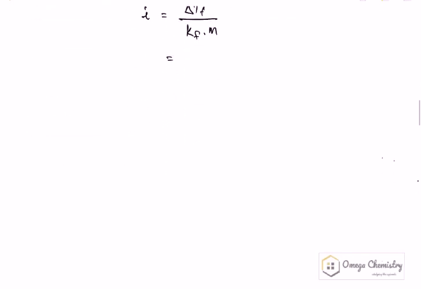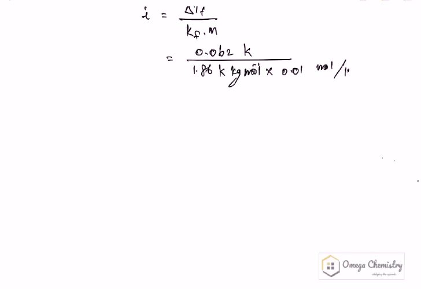Substituting the values, 0.062 Kelvin by 1.86 Kelvin kilogram per mole into 0.01 mole per kilogram. Right? Now the units will get cancelled. Kelvin will get cancelled, and mole as well. So I'll get 3.33. That's the answer. So this is the value of i.